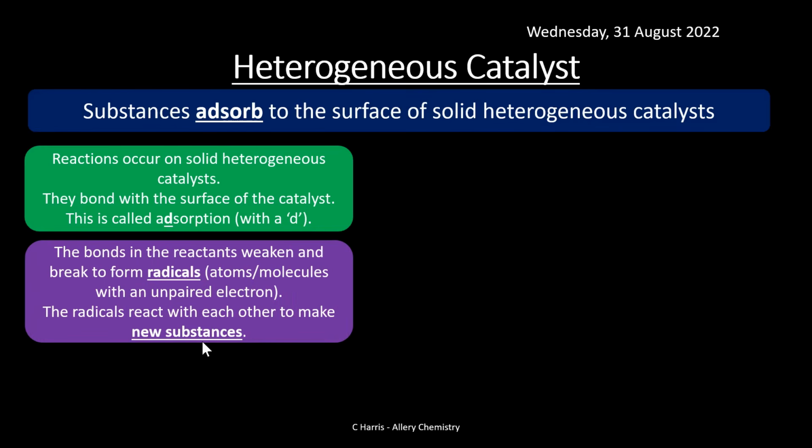So the bonds in the reactants weaken and they break to form radicals. So the atoms and molecules have an unpaired electron, if you can remember from year one chemistry, so there's a bit of a nod to that as well.